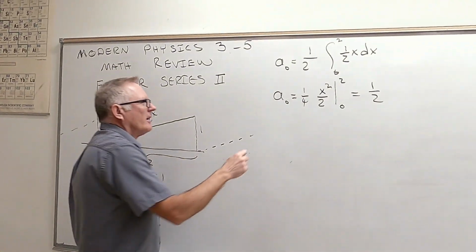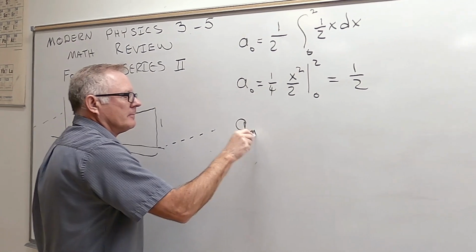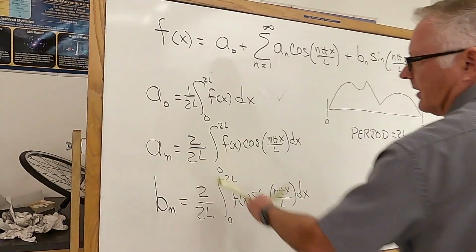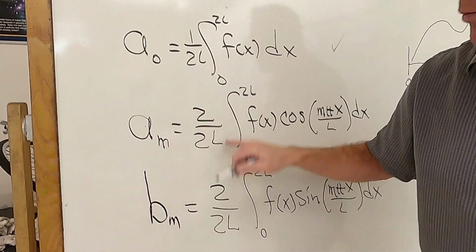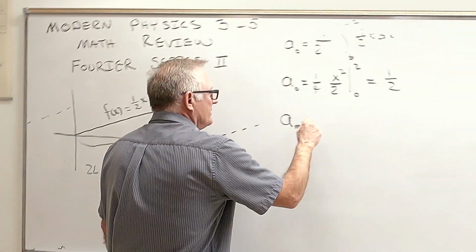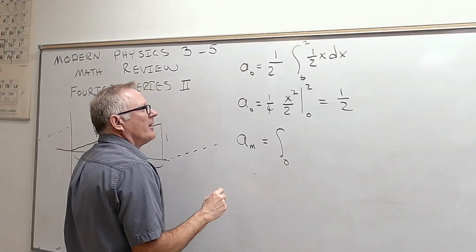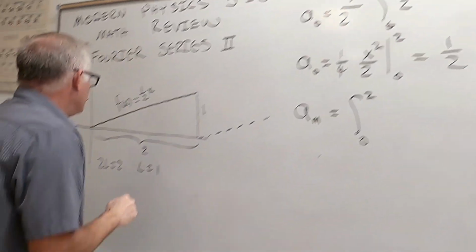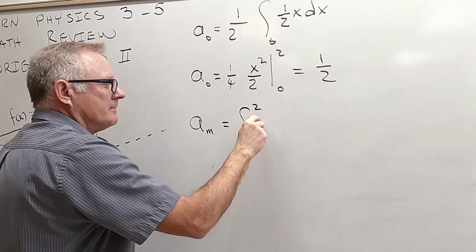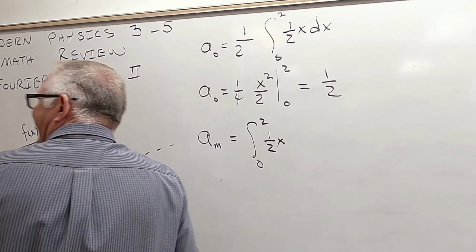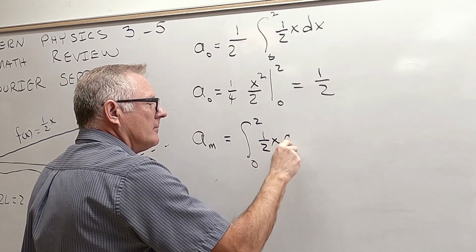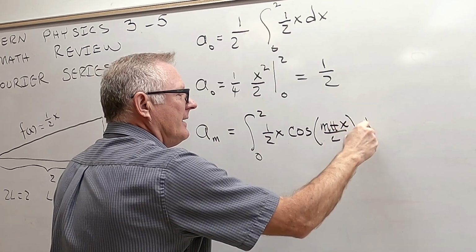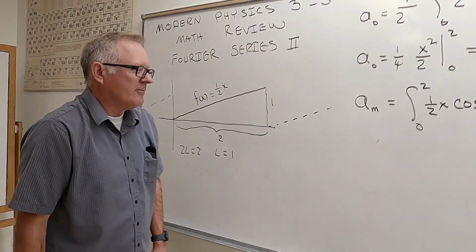Now we can find an arbitrary mth term. It's just 1 over L, and L was 1, so this whole thing is 1. We don't even have to put anything there. So it's just the integral from 0 to 2L, but L is 1, so to 2, of f of x, which is 1/2 x, times the cosine of m pi x over L, dx. So we just have to solve that.